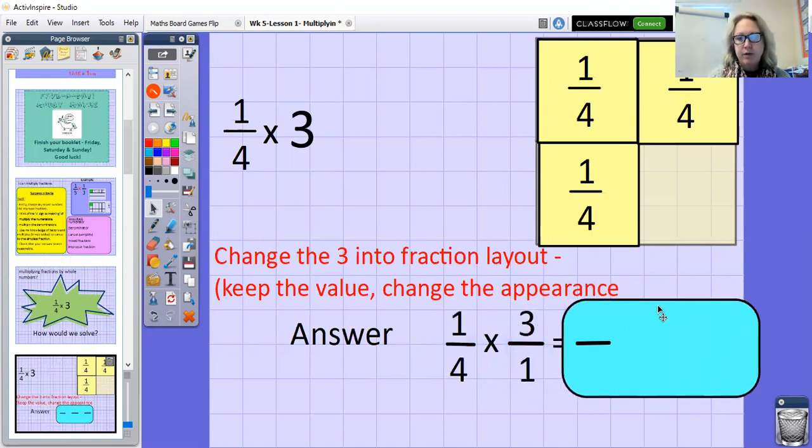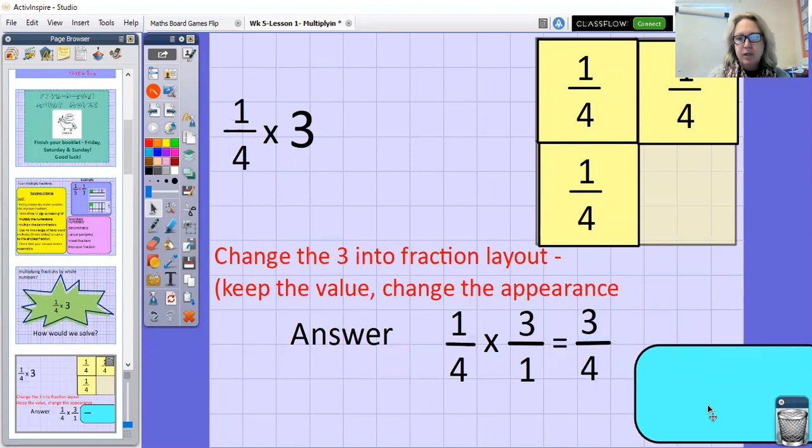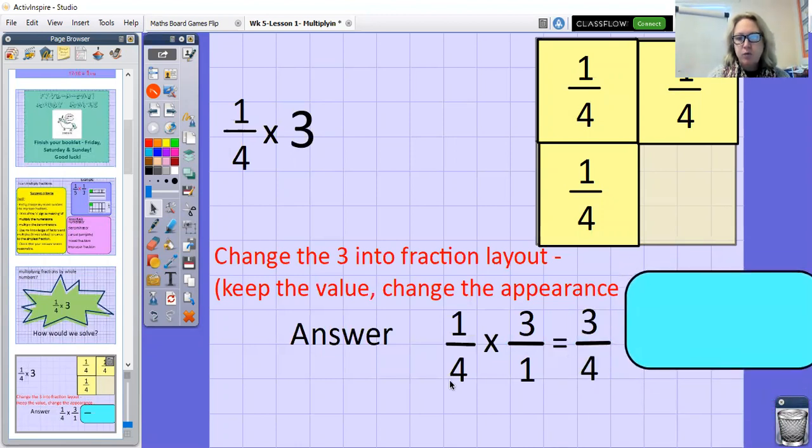So what you would do is change the 3 into 3 over 1. So we've changed its appearance, but it's still got a value of 3 whole ones. So then we multiply the top and then we multiply the bottom. So you can see the answer here already is 3 lots of 1/4, which would be 3/4. So that's what we do. We multiply the numerators to get 3, and we multiply the denominators, and we end up with 4.